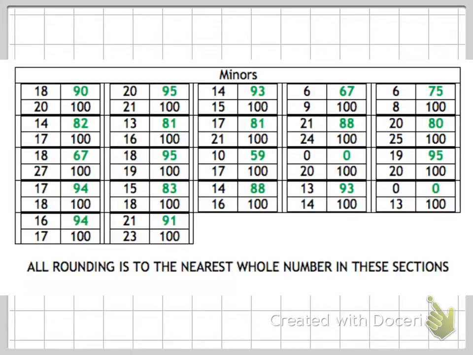When we calculate all the minor grades for this student, we see a large range here: 90, 82, 67, 94, 94, 95, 81, 95, 83, 91, 93, 81, 59, 88, 67, 88, 93, 75, 80, 95. The student also got a pair of zeros for not turning in assignments.